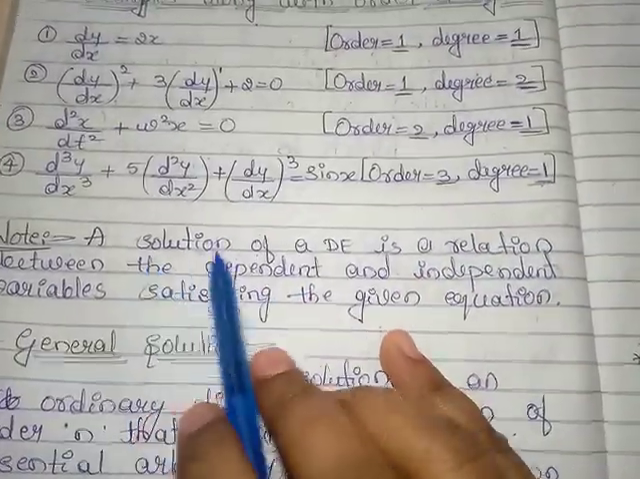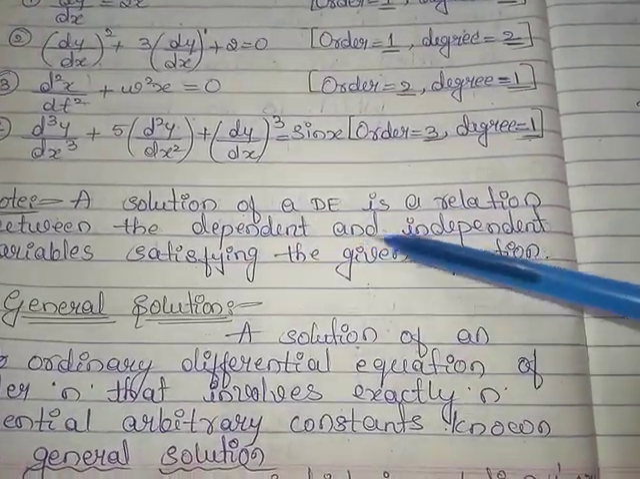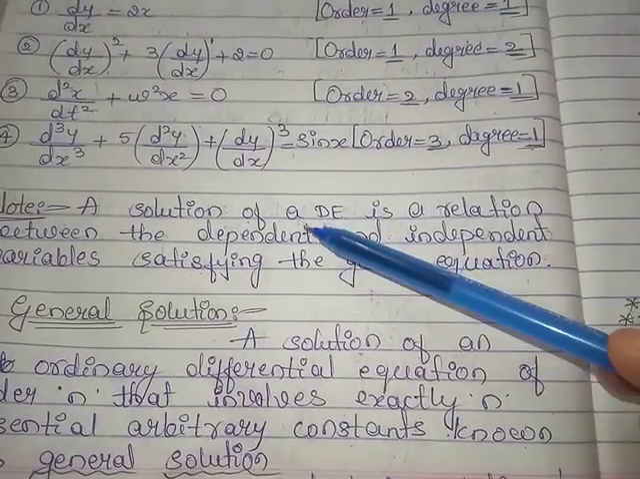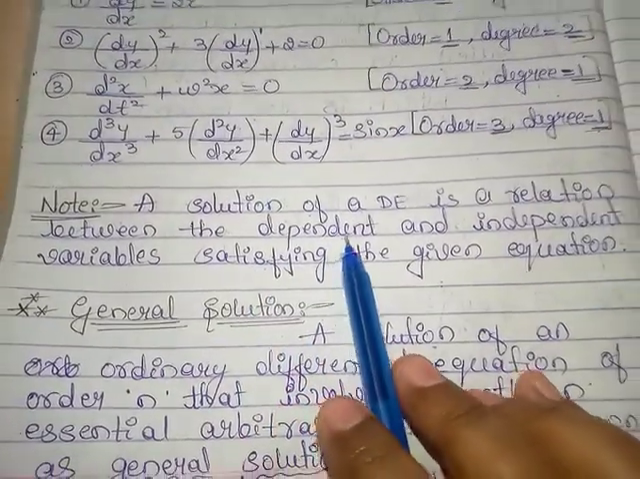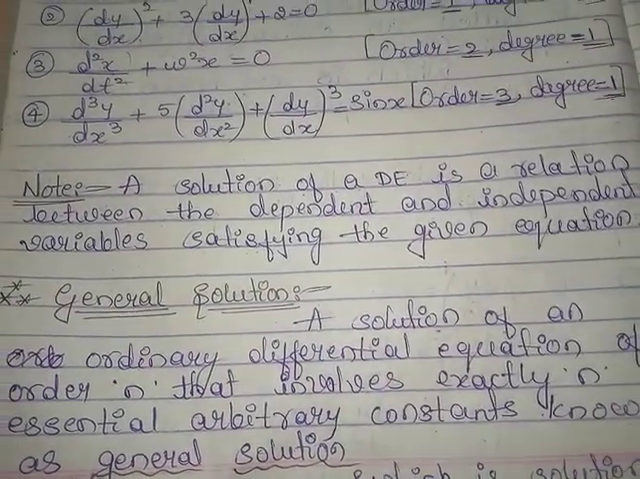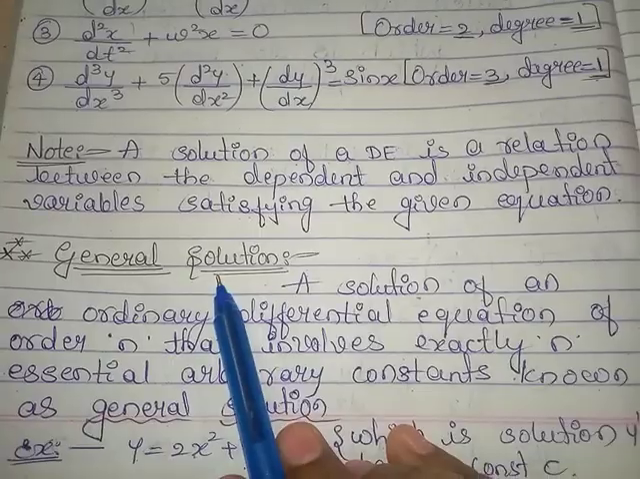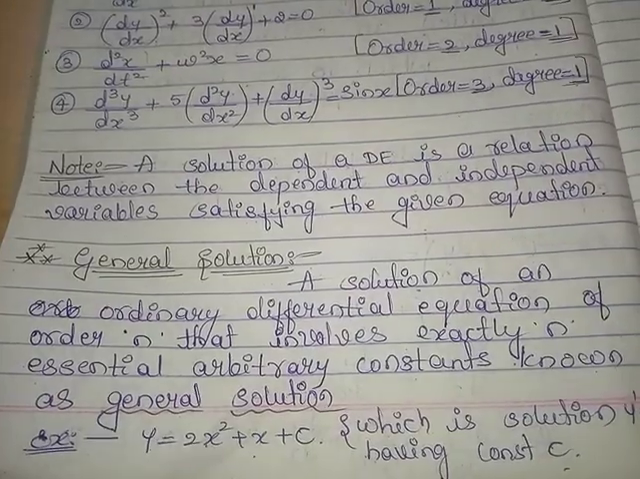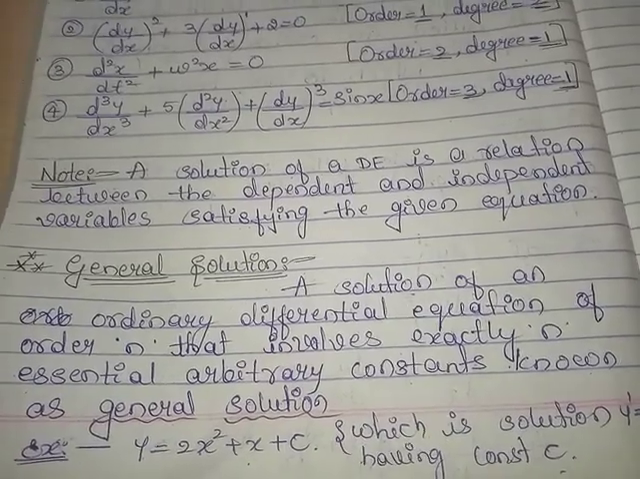Next, note: the solution of a differential equation is a relationship between the dependent and independent variables satisfying the given equation. Means the solution of a differential equation is what? It is the relationship between dependent and independent variables which satisfies the given equation. Next is the general solution. For finding the solution of differential equations, we have two solutions: a general solution and a particular solution. Let us see one by one.